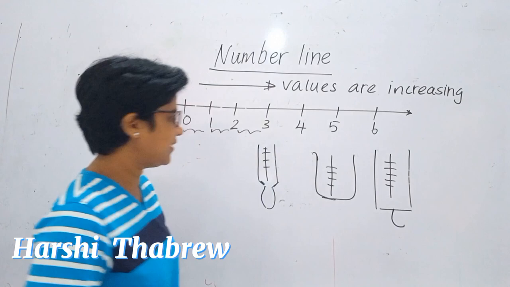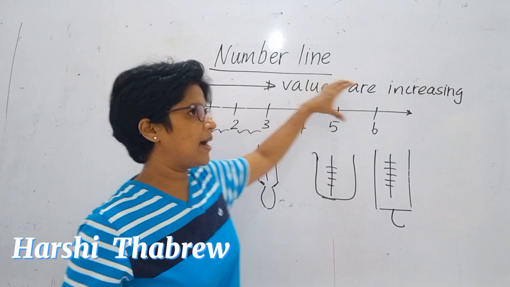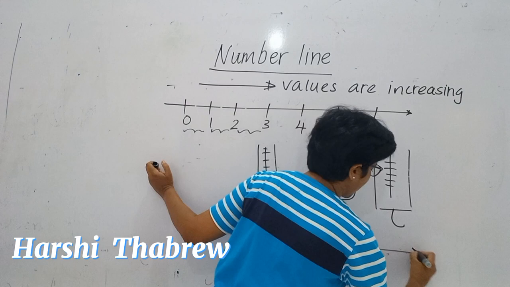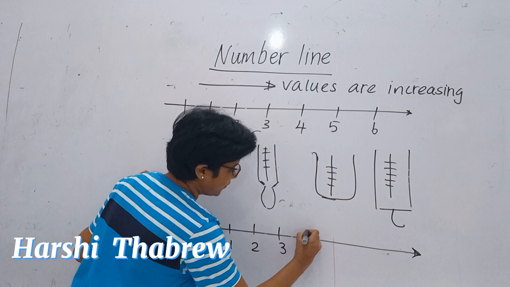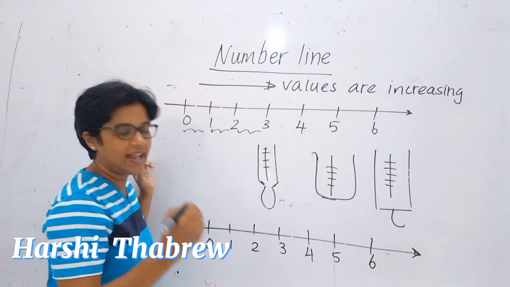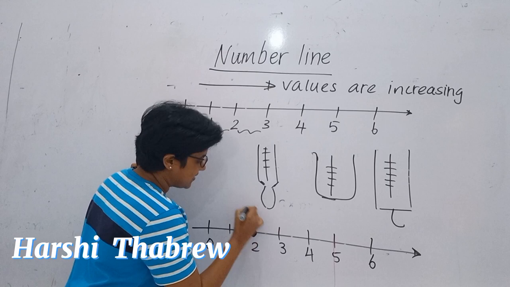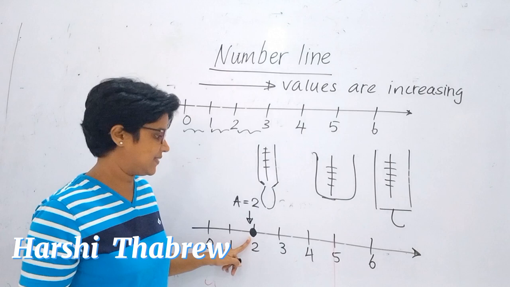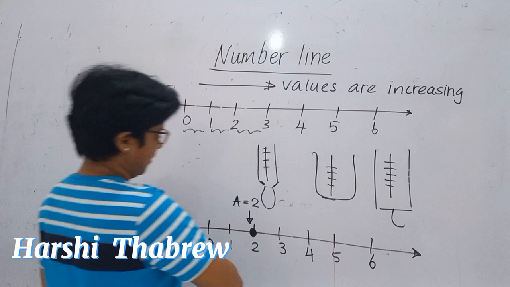And we learned that we use this number line in mathematics to represent numbers. Then we learned how to mark numbers on the number line. Right? 0, 1, 2, 3, 4, 5, 6. When you are marking a value on the number line, you have to color on it. Let's say this is given as A. A equals 2. It should be colored like this. This should be a horizontal line. Since I don't have a ruler, it's very difficult to draw a horizontal line like this.